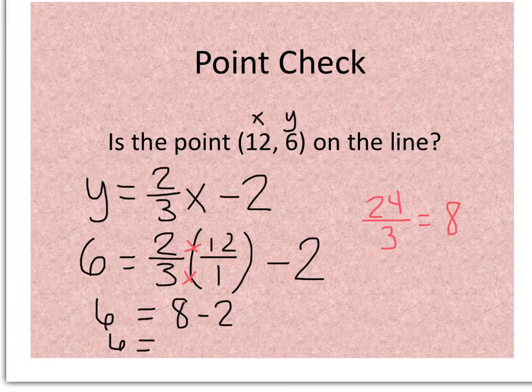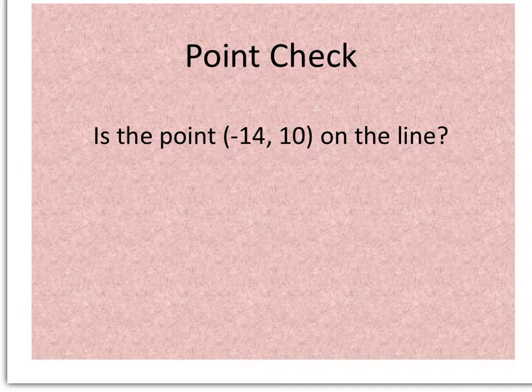What is 8 minus 2? 8 minus 2 is 6. Since 6 does equal 6, then yes, this point is on the line. Now let's do one more point check.